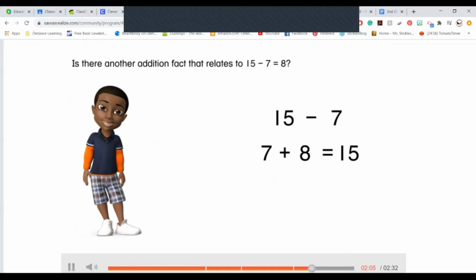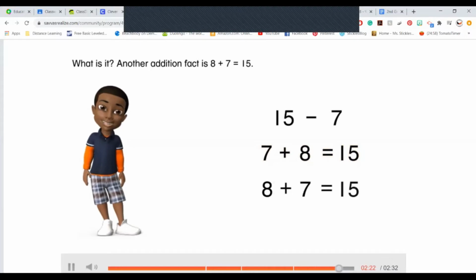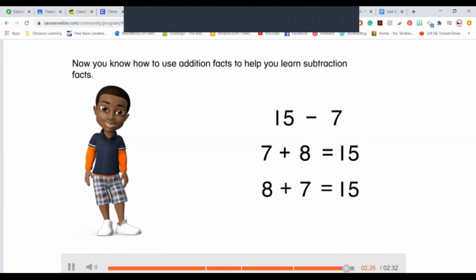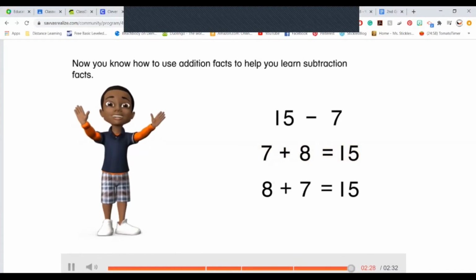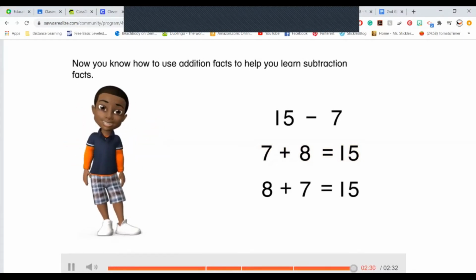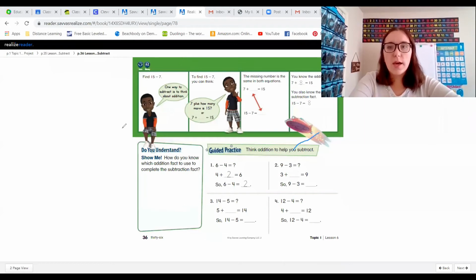Is there another addition fact that relates to 15 minus 7 equals 8? Yes, there is another addition fact. What is it? Another addition fact is 8 plus 7 equals 15. Now you know how to use addition facts to help you learn subtraction facts. Okay, let's do the guided practice problems together.